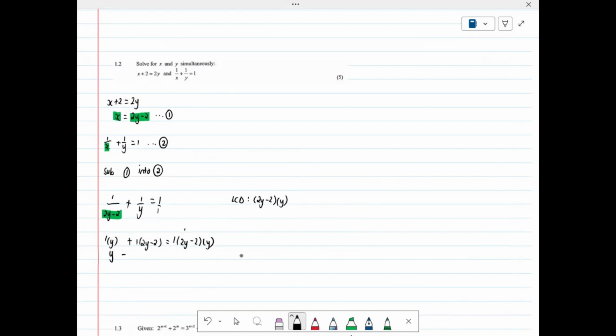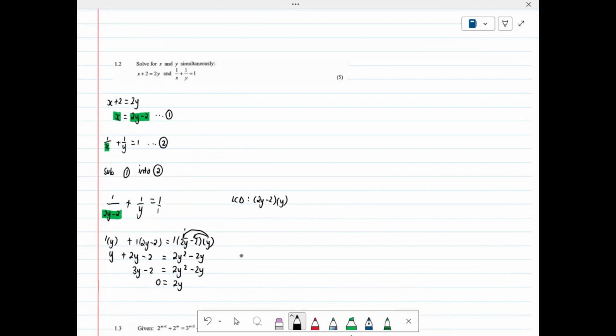Then solving for this, we distribute that y into both of the terms. That 1 just multiplied makes it the same. So we have 3y minus 2 is equal to 2y squared minus 2y. This here is a quadratic equation, so we take everything over to one side.